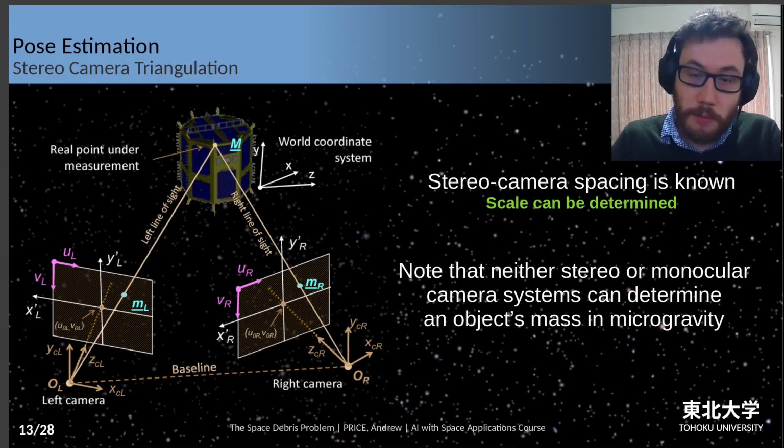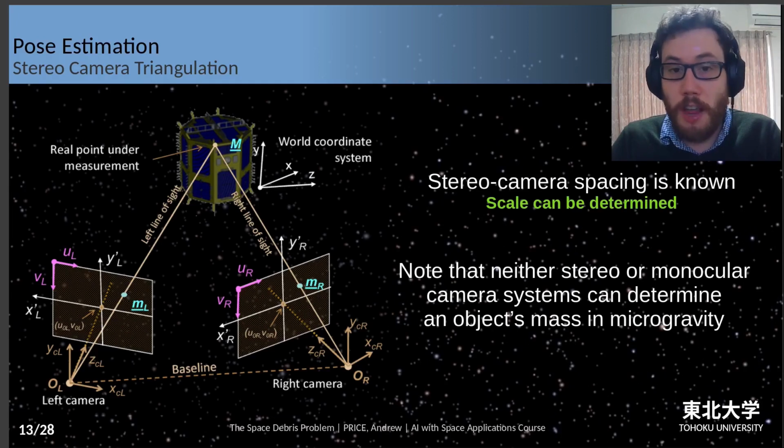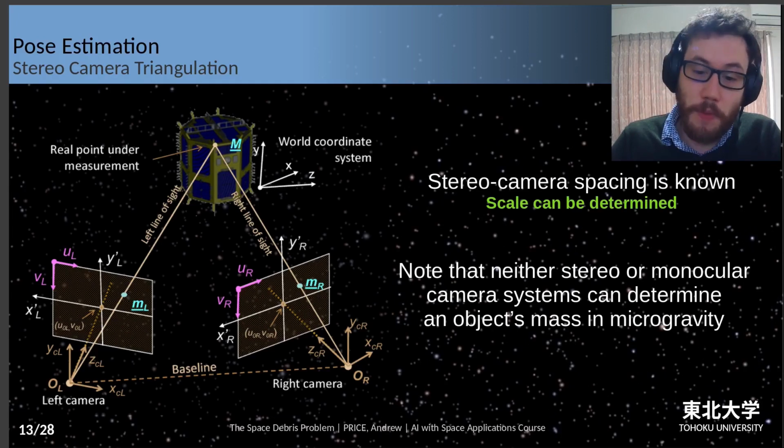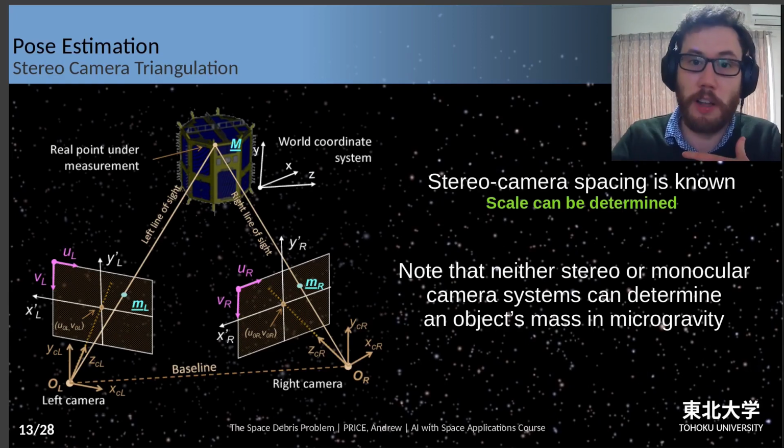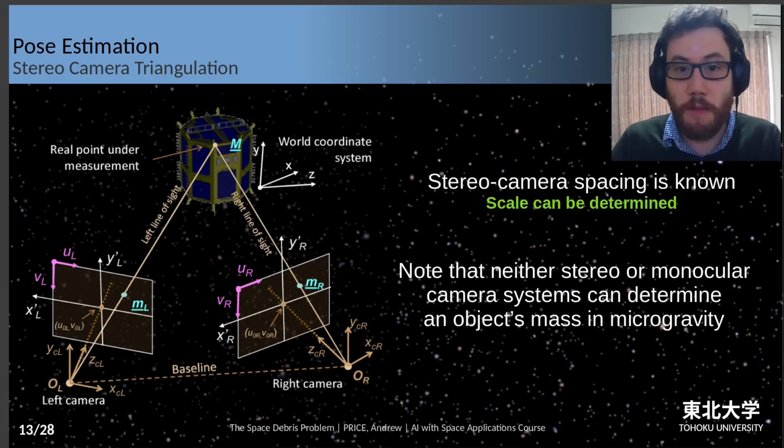However, it's important to note that both a monocular camera system and a stereo camera system are unable to determine the object's mass. We simply can't estimate mass unless gravity is involved or unless we exert some sort of force on it. The only way to estimate mass is if force or acceleration is involved somehow that we know.